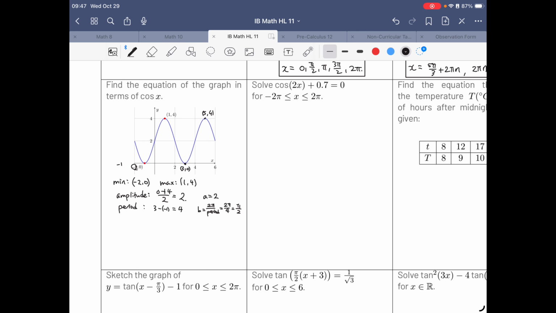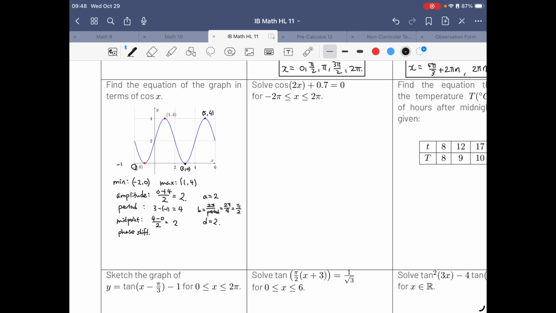And let's also find the midpoint. The midpoint is the middle of the maximum and minimum, so we can do 4 minus 0 divided by 2, so that's once again 2. So that means that d is equal to 2. And finally, I'm going to find the phase shift.